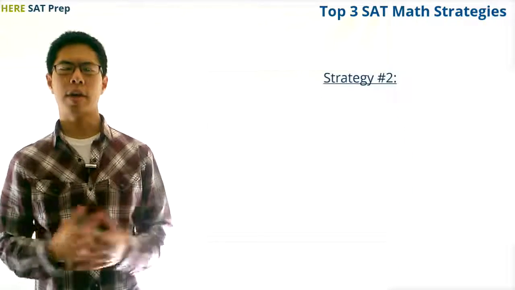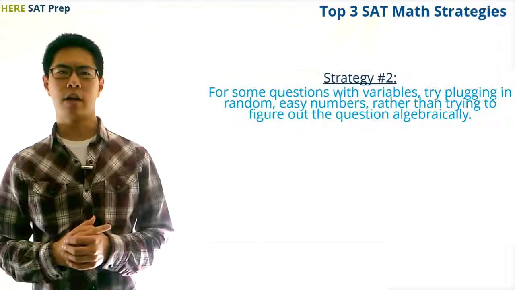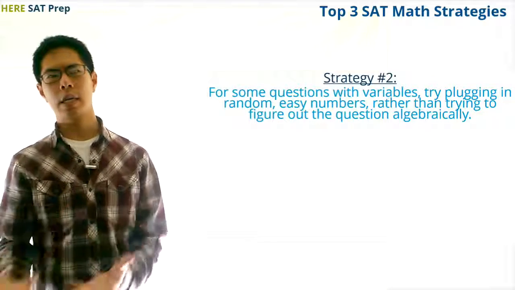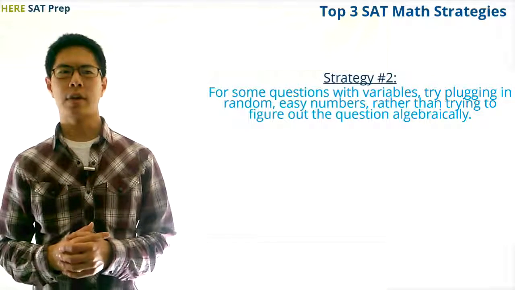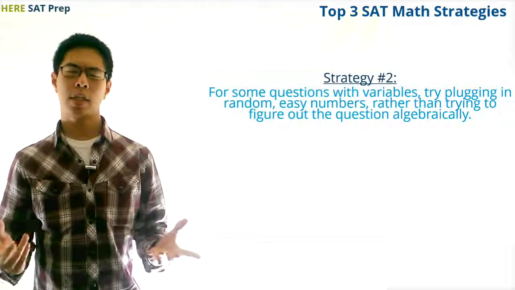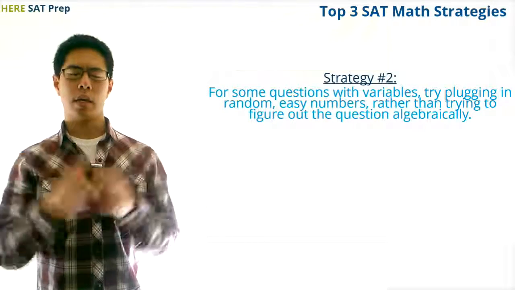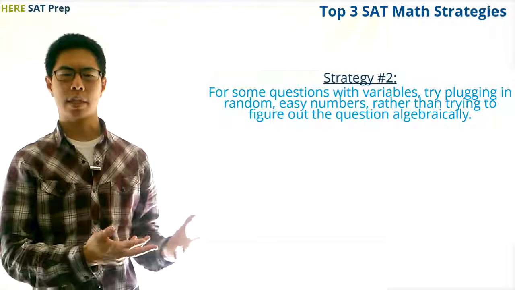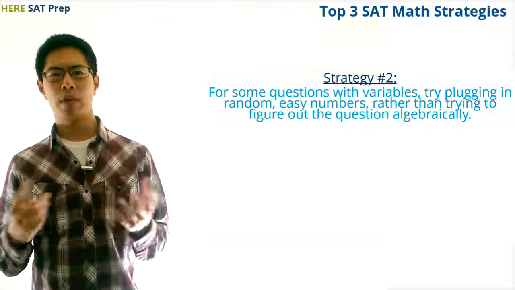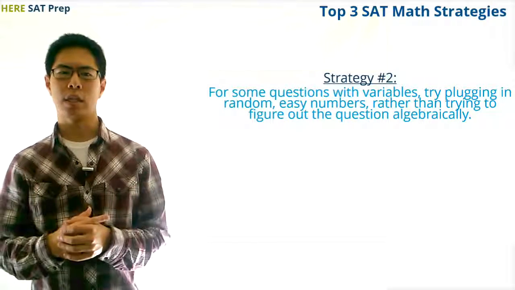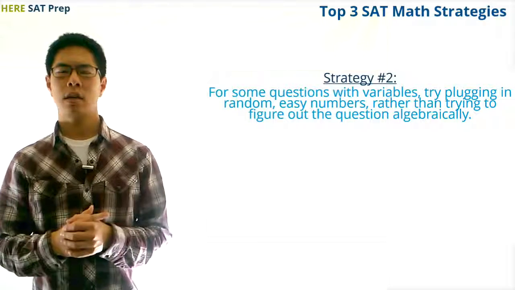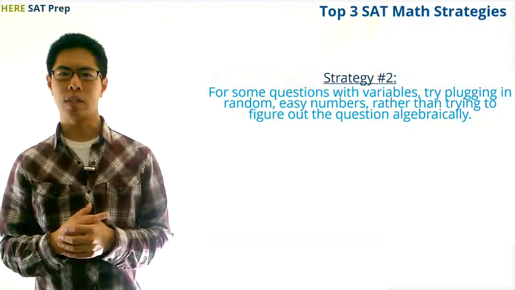Moving on, strategy number 2. For some questions with variables, try plugging in random, easy numbers rather than trying to figure out the question algebraically. For some questions, doing the question the right way, algebraically, will be really complex and end up being a mess, and not be the way the SAT actually wants you to do the question, which is to use critical thinking to find the shortcut and easy way to do the question.